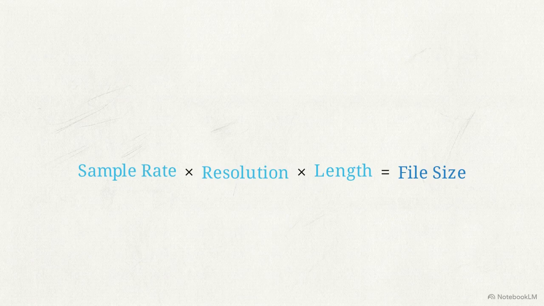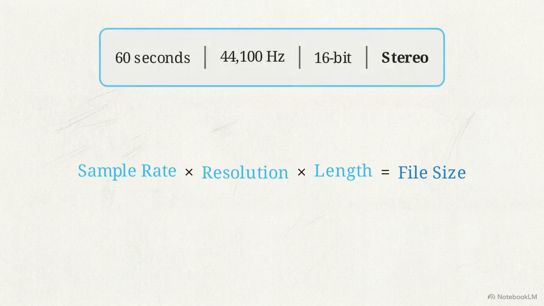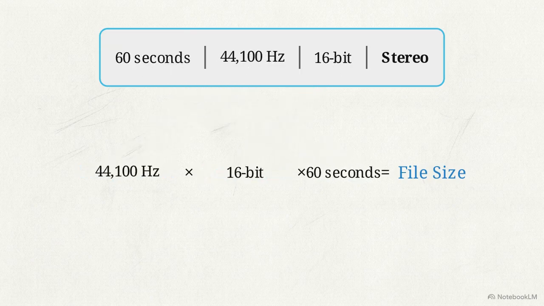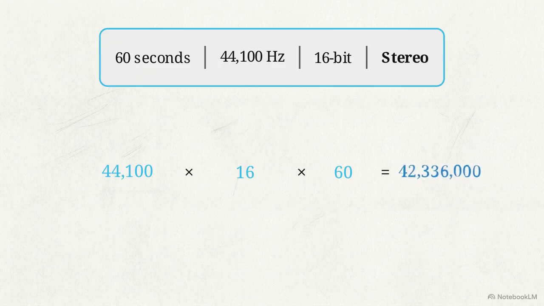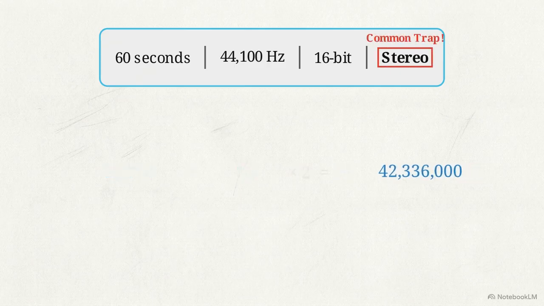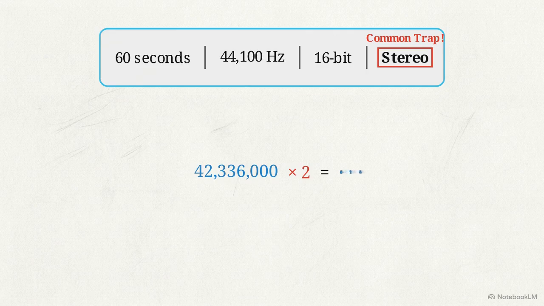Pause the video now. Try calculating the total bits for a 60-second, 44,100 Hz, 16-bit stereo audio file. Here is how it breaks down. Multiply the rate of 44,100, the 16-bit resolution, and the 60 seconds. That gets you 42,336,000 bits. But watch out for this common trap. The prompt specified stereo audio. That means you need 2 separate channels of sound, so you must multiply your final total by 2.